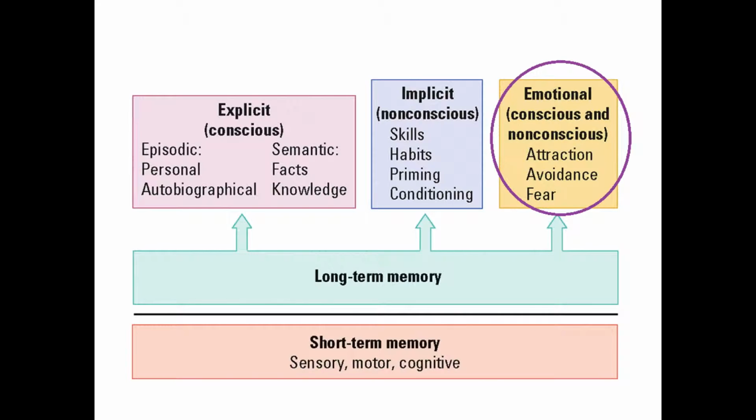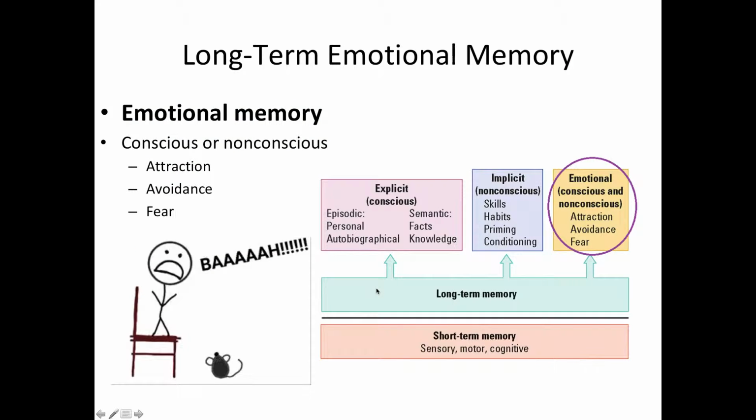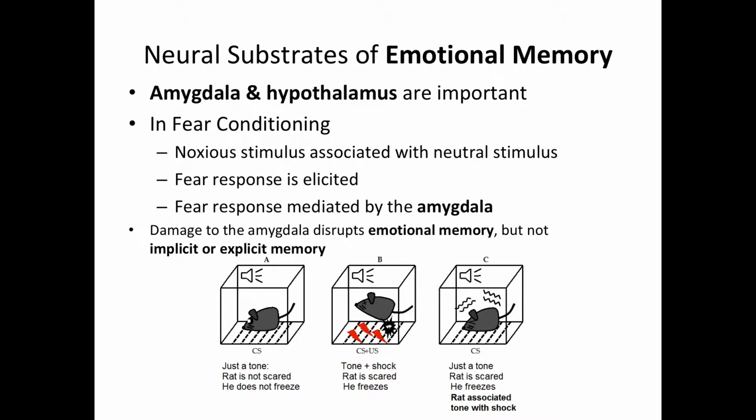Okay, so next up we are going to talk about emotional memory. Emotional memory is also one of the three parts of long-term memory. Emotional memory can be conscious or non-conscious. It is a memory for affective properties of stimuli or events. So this could be attraction or avoidance, or it could be fear. So let's talk about fear conditioning. In fear conditioning, a noxious stimulus is paired with a neutral stimulus to elicit an emotional response.